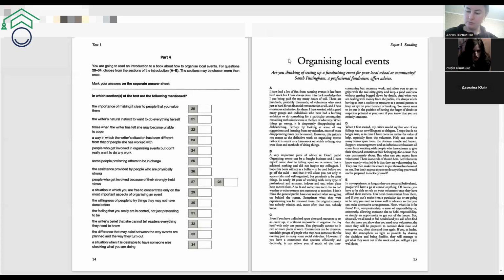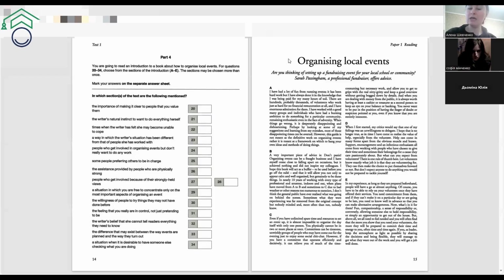But above all, we need to feel needed, and you will often find that the more you show that you need your volunteers, the more they will be prepared to commit their time and energy to you, often time and time again. If you, as a leader, keep the atmosphere as light as possible by sharing the decisions and being flexible.